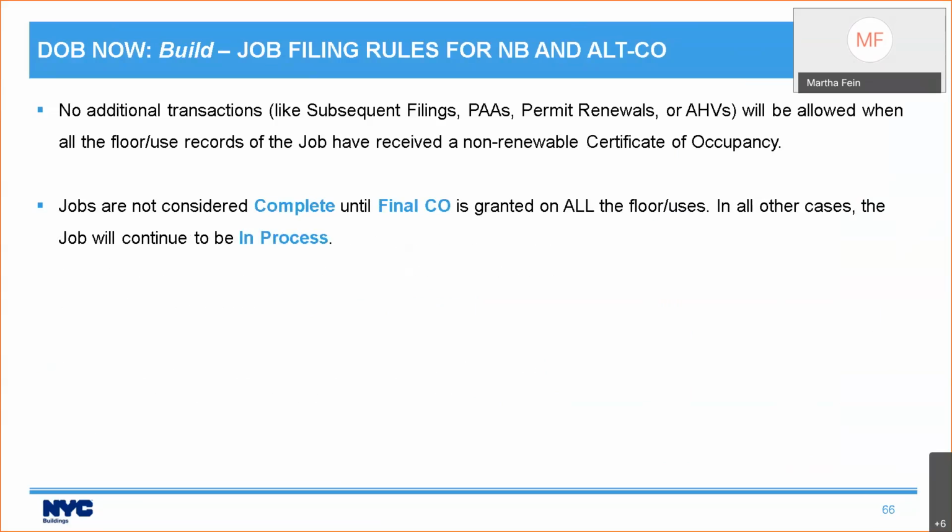There's no subsequent filings, no PAAs, no permit renewals, no AHVs. Jobs are not considered complete, however, until the final CO is granted for all the floor uses in the entire building. Final certificates of occupancy in DOB NOW: Build can only be issued for the entire building at once. In all other cases, even if you have gotten an interim certificate of occupancy, which does not expire, the job will continue to be in process.